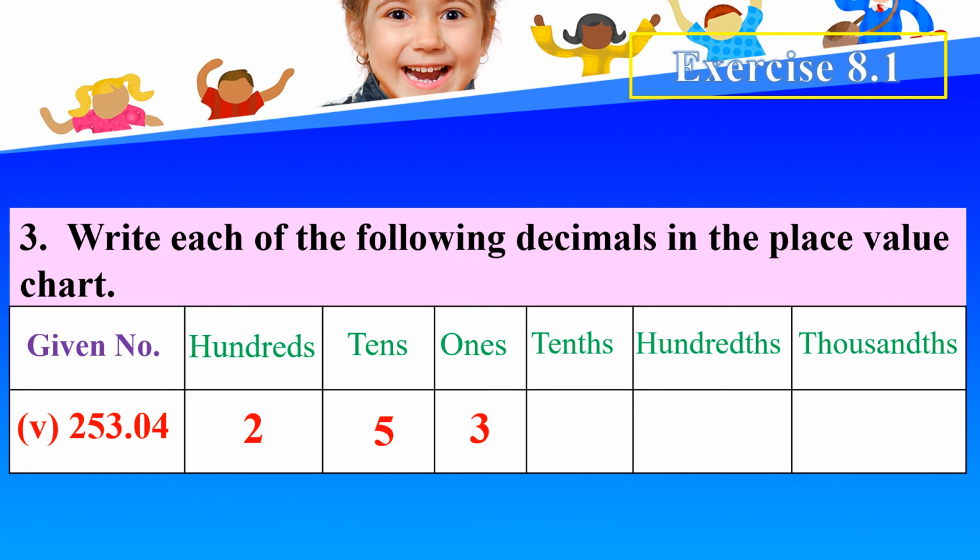And the part after the decimal point is called the decimal part. Therefore, in the tenths place we will have 0. In the hundredths place we will have 4. In the thousandths place, in this problem we don't have any value. So, 253.04 should be written as hundreds place 2, tens place 5, ones place 3, tenths place 0, hundredths place 4.